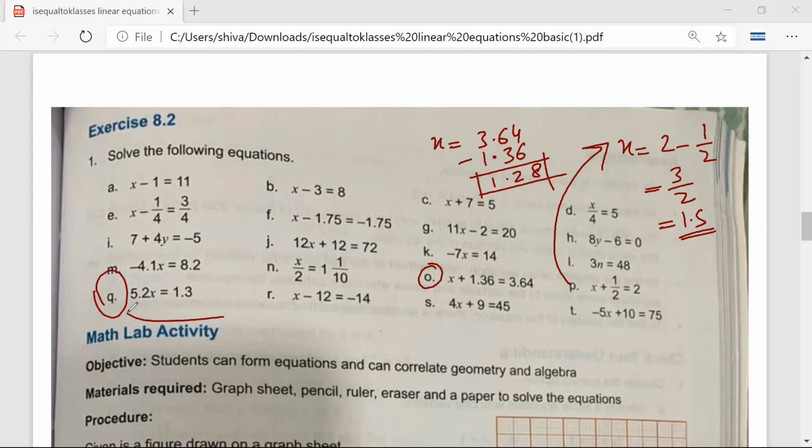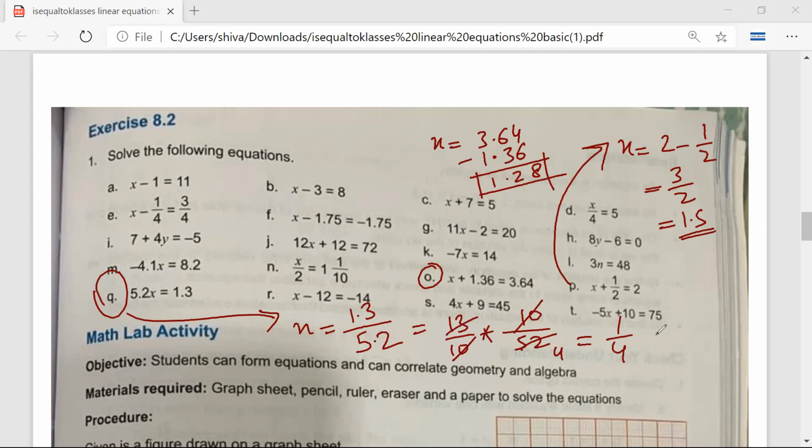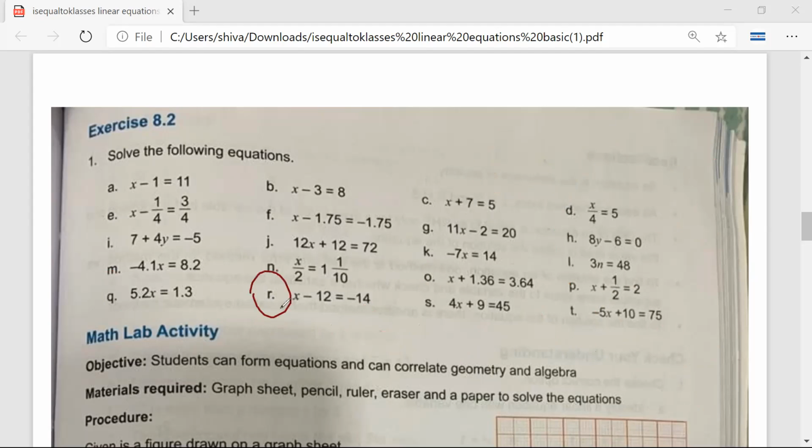Okay. Mr. Satya, Q part. What is the answer for Q? 4. 1.3 divided by 5.2. This would be equal to 13 by 10 into 52 by 10. This will cancel. So 13 fourth. This should be equal to 1 by 4. Mr. Sarthak, any doubt? No, sir. Mr. Satya, any doubt? No.